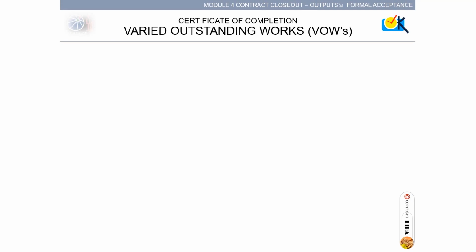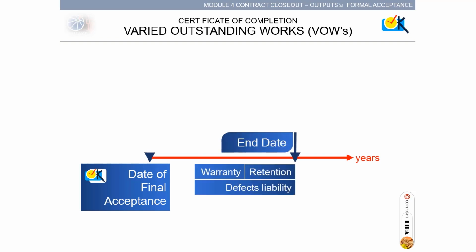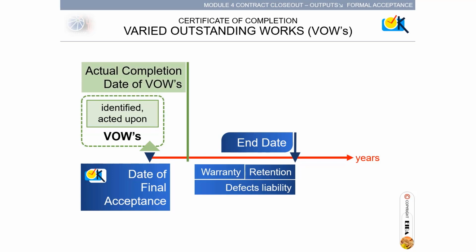Bear with me with some details. At the date of final acceptance, we look forward to the short term of the use and set the standard length for the end date of warranty, retention of money, and defects liability. Also, at the date of final acceptance, VOWs, varied outstanding works, are identified and acted upon. The VOWs are corrected up to its actual completion date, a date which is after the date of final acceptance.